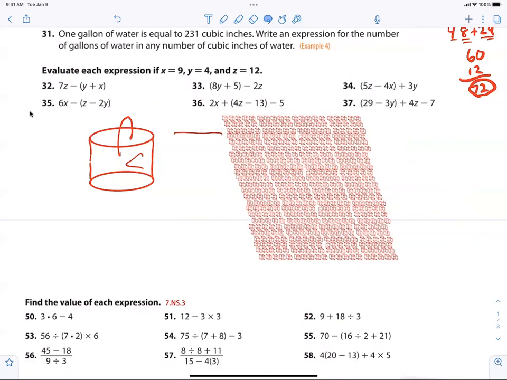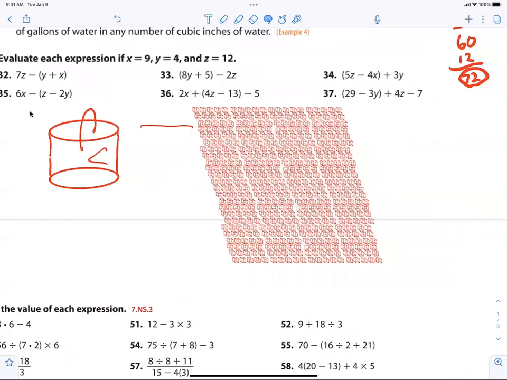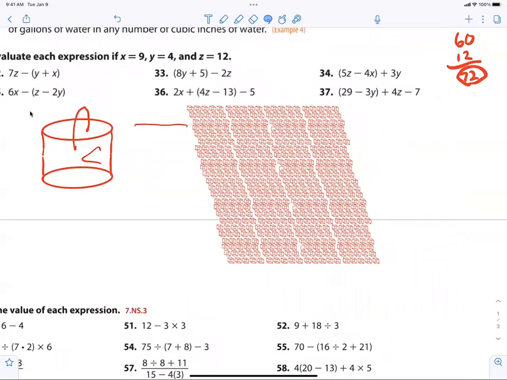How many gallons will that make? I want you to think about how many gallons I could make out of that. I'm not asking you, I'm asking over here. I don't know how many cubes I have. But what am I doing to the cubes? I'm trying to put them into a bucket. Now, how many of them could fit in here?